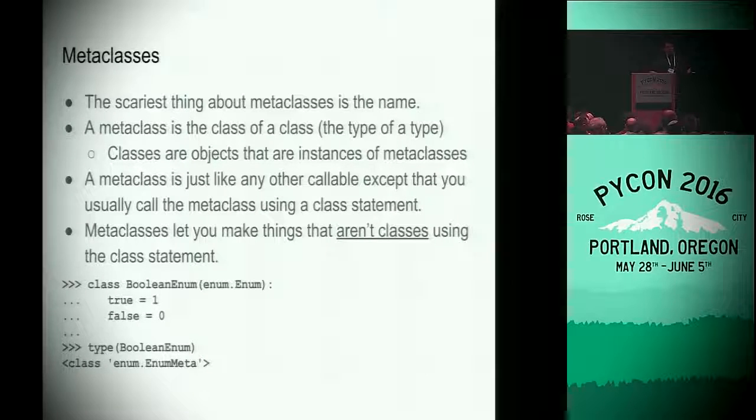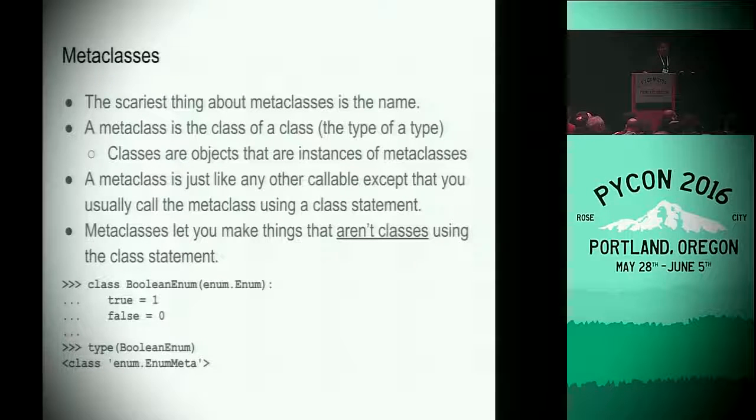Another parallel, only partially compatible thing about metaclasses is that they're just callables. So a metaclass is what gets called when you write a class. The class syntax, the class block, is just syntactic sugar for calling a metaclass. So metaclasses let you make things that are not classes using the class statement. If you've used Django and made a model, a Django model is not a class, even though it looked like a class when you made it.